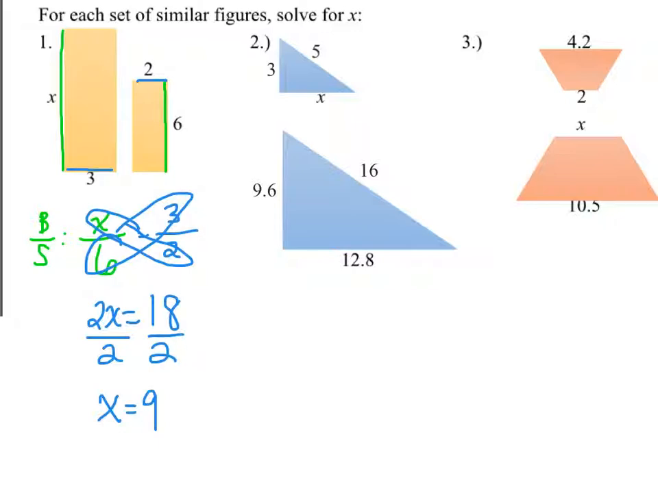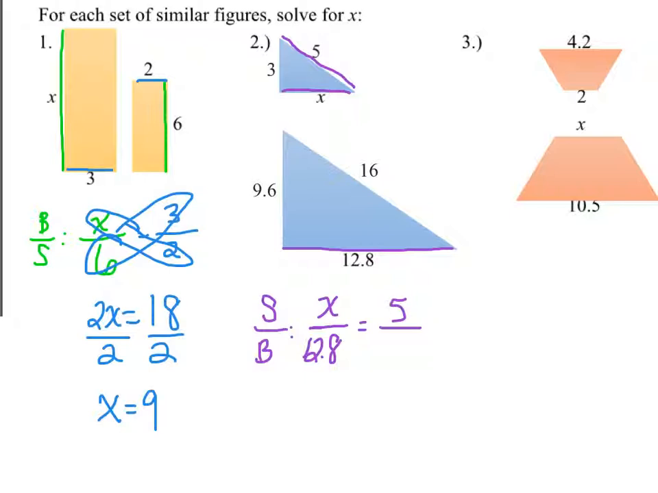Alright, so number 2, just because it comes first, I'm going to compare the small triangle to the big triangle. First, I'm going to use x, which corresponds with 12.8 on the big triangle. Then I'm going to choose to use 5 from the small, which corresponds to 16 on the big triangle.